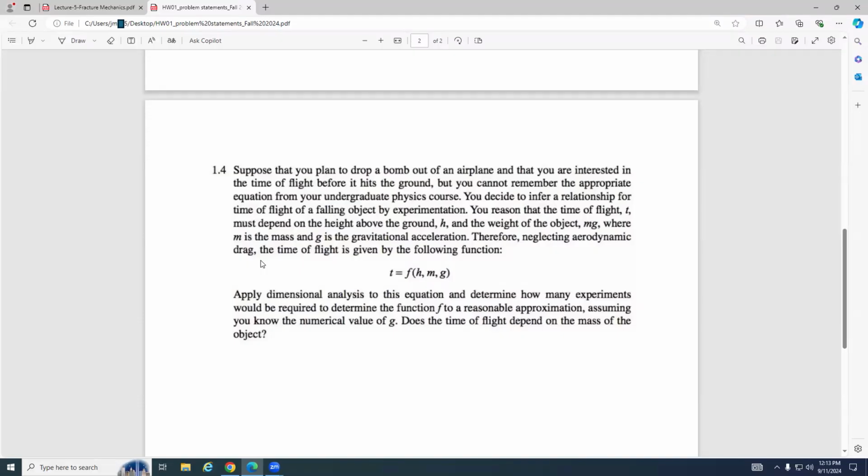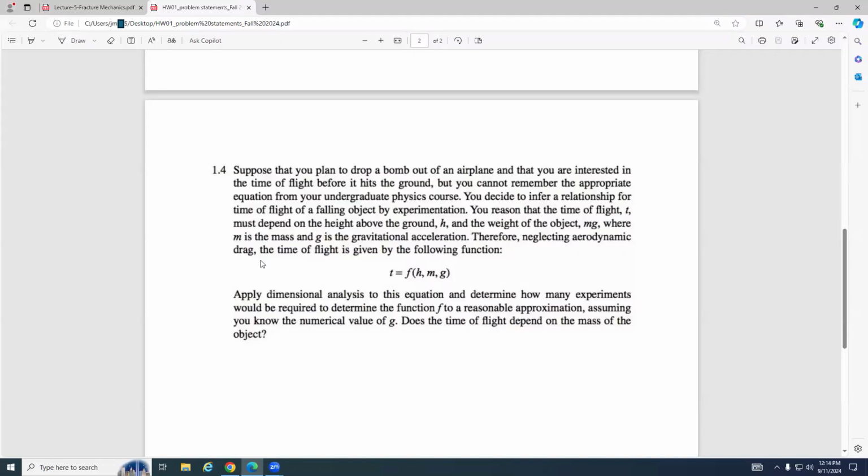And for this G, this is L over seconds squared, and we can make it dimensionless. And for this M, we do not have anything to do with this M here. M has nothing to do with the T, nothing to do with H, nothing to do with G. You guys agree? As a result, for this equation, the T has nothing to do with M.